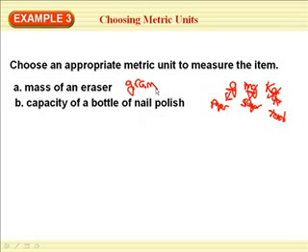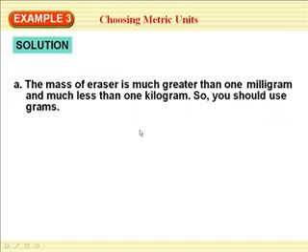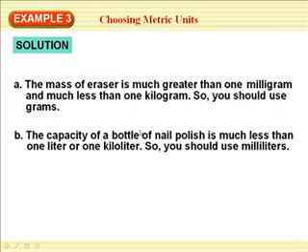Okay, the capacity of a bottle of nail polish. Nail polish comes in pretty small bottles, so I don't think you'd have a liter of nail polish or 5 bathtubs full of nail polish. So I think it's reasonable to rule out those two and say that for nail polish it would be milliliters. So let's see what we come up with. The mass of an eraser is much greater than 1 milligram and much less than 1 kilogram, so you should use grams. The capacity of a bottle of nail polish is much less than 1 liter or 1 kiloliter, so you should use milliliters. Excellent, I agree.